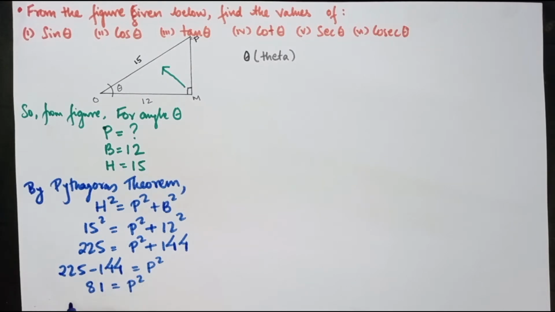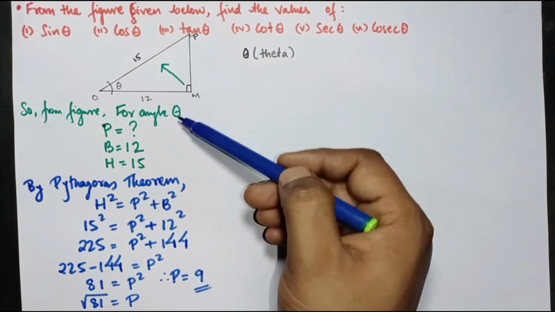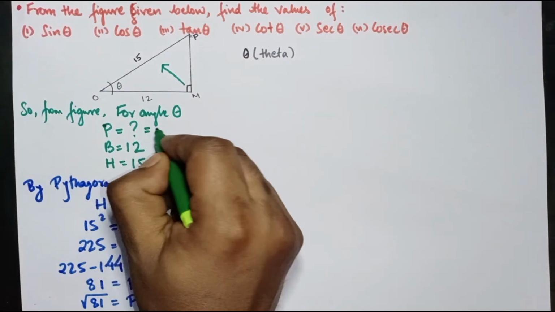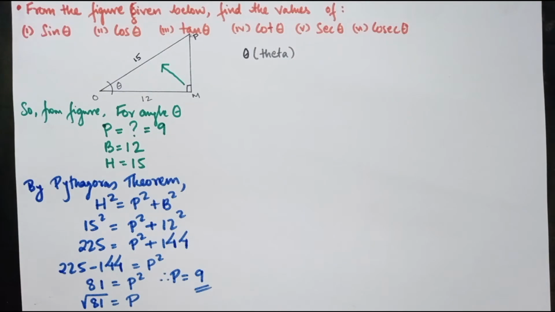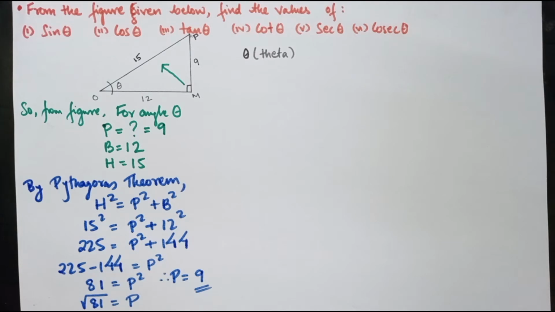Now this square will go to the other side, so I can write it under root: root of 81 equals P. Therefore P is equal to plus or minus 9, but we will not take minus. Why will we not take minus? Because it's a length, and length cannot be negative. So the perpendicular value you got is 9. You'll write 9 here, and you can write 9 in the figure also. I'll show you in a very simple way. If you do it this way, it will be easy.